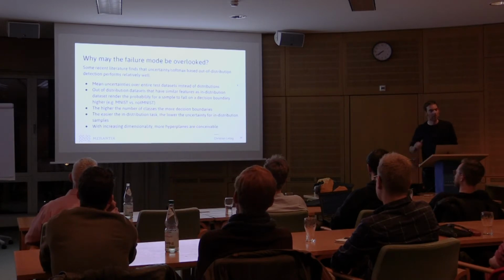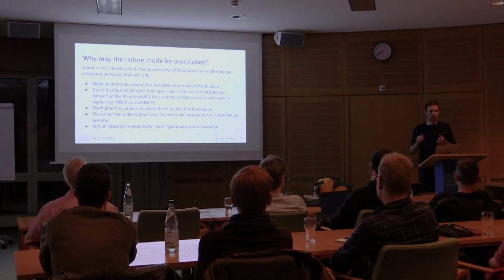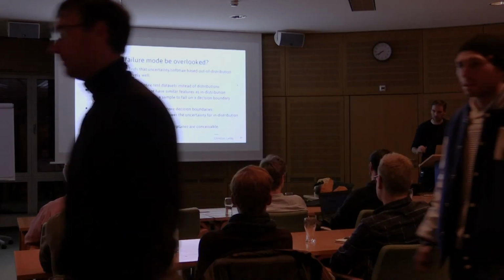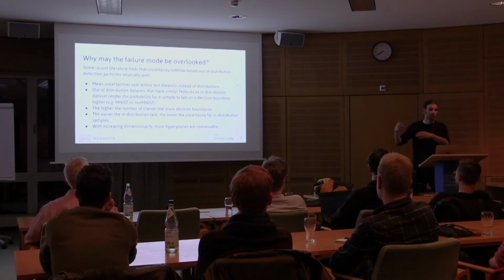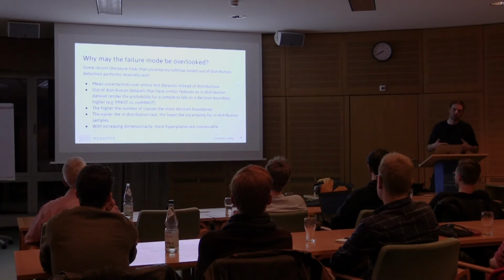One thing is that sometimes only the mean uncertainty is reported instead of the structure of the distribution. We saw that in extrapolating regions of the decision boundary the uncertainty is high. So if you have some of them being higher, then the mean uncertainty over the test set goes down. So you get a positive result, even though it's something you shouldn't rely on in practice.